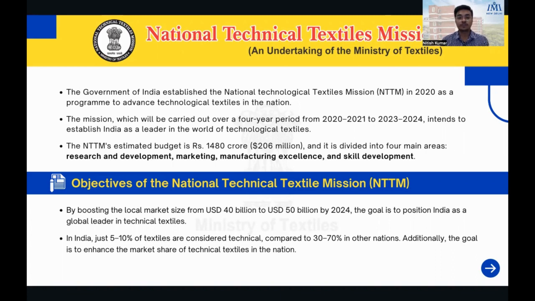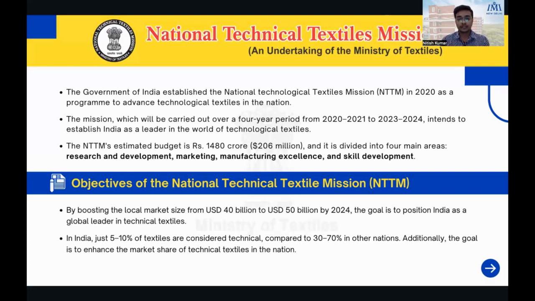Recently, the Ministry of Textiles approved funding for 20 research projects specifically in fibers and geotextiles, totaling rupees 30 crores. This demonstrates that the government is committed to advancing the industry through innovation and research.